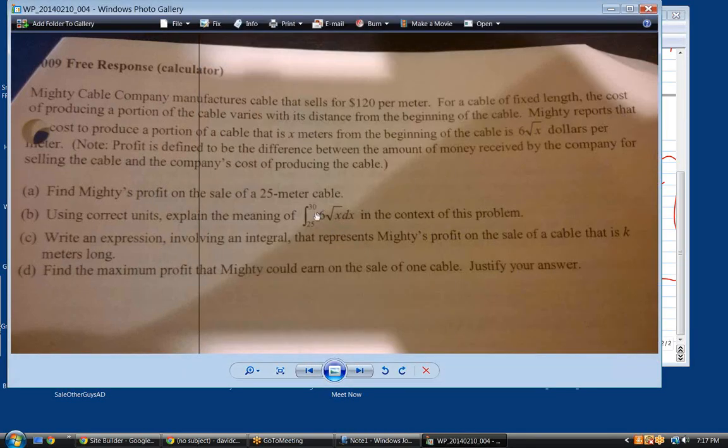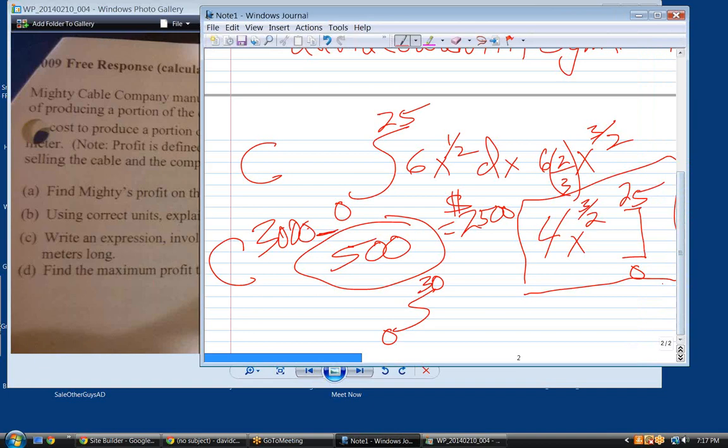Although, they didn't actually ask to calculate that. They just said explain the meaning of it. And we actually did that. Okay? So we don't need to solve that. As long as we gave the meaning of it, it would be the additional cost to build a 30-meter cable over a 25-meter cable. C, write an expression involving an integral that represents his profit on the sale of a cable that is K meters long.